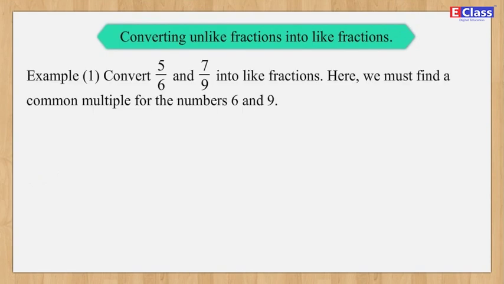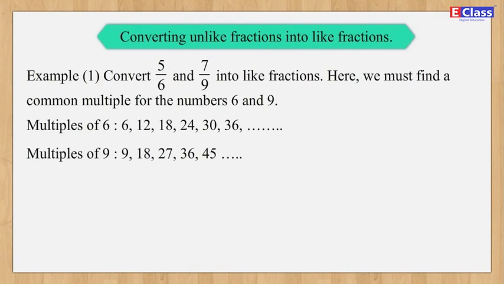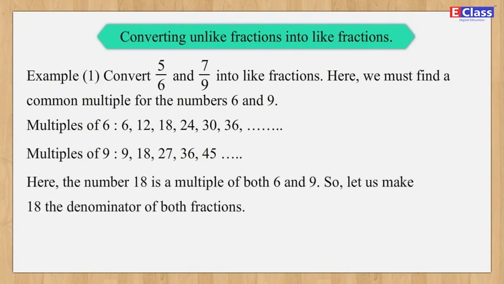Example 1. Convert 5 upon 6 and 7 upon 9 into like fractions. Here, we must find a common multiple for the numbers 6 and 9. Multiples of 6 are 6, 12, 18, 24, 30, 36 and so on. Multiples of 9 are 9, 18, 27, 36, 45 and so on. Here, the number 18 is a multiple of both 6 and 9. So, let us make 18 the denominator of both the fractions.